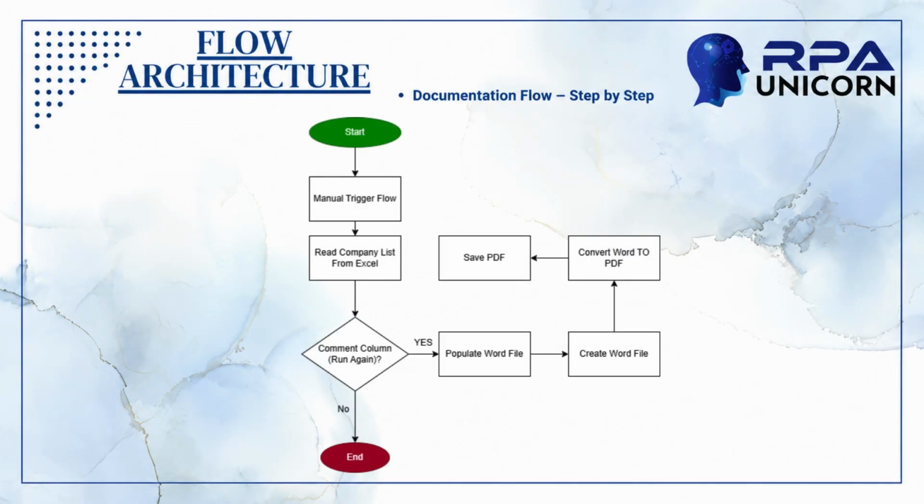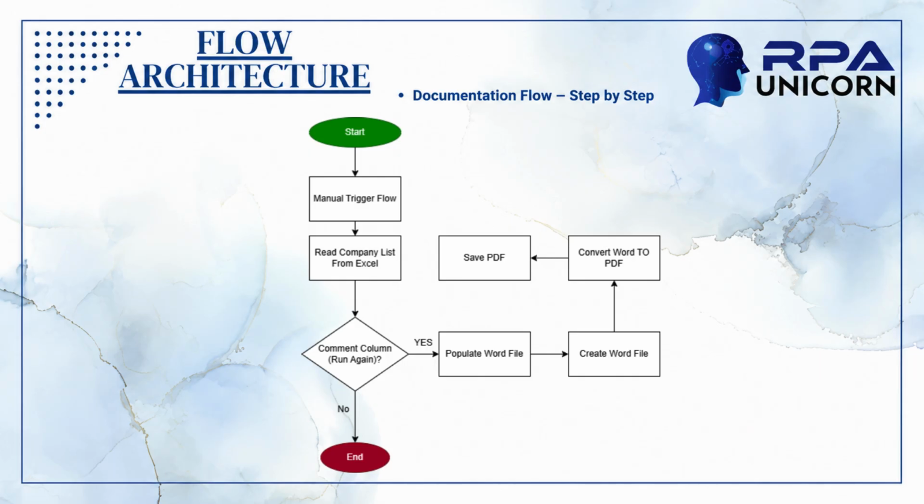Next, we will be diving into our second core flow architecture, which is the documentation flow, step by step. This particular automation from RPA Unicorn focuses heavily on document generation efficiency and data handling. The workflow begins with a manual trigger that prompts the system to read a designated company list from an Excel file. It then enters a conditional logic check to assess the comment column to see if a run is required.